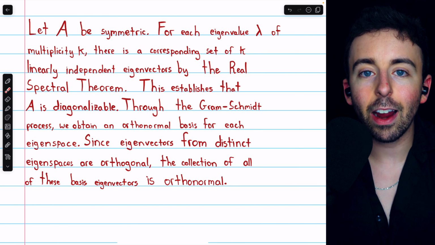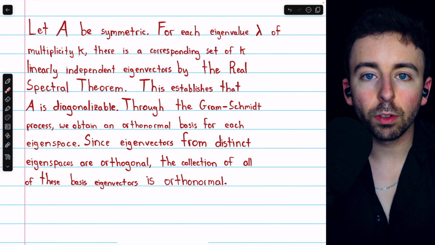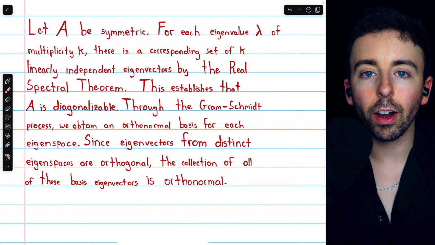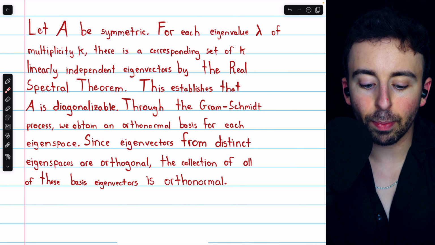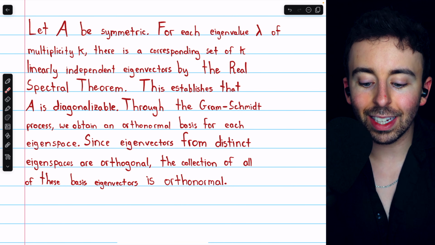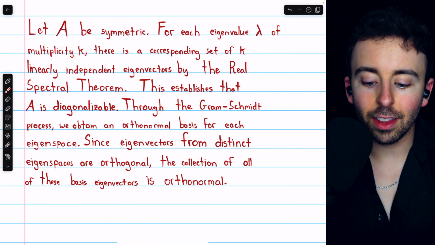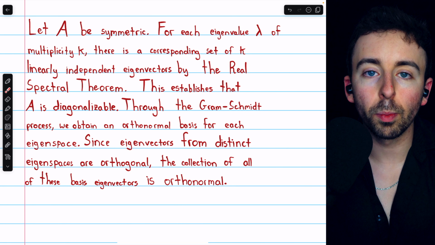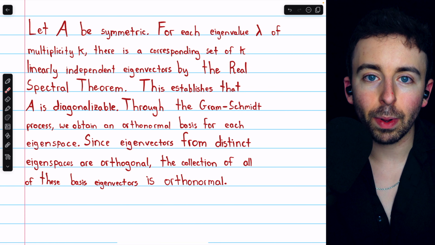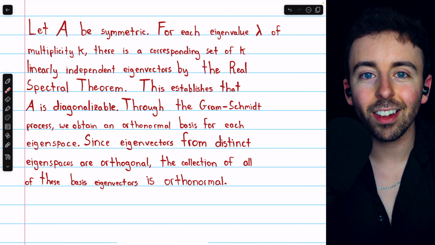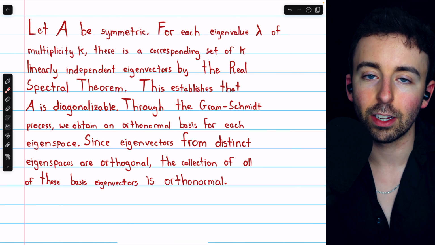Each basis consists entirely of orthogonal vectors with length 1. But also, the basis vectors from different eigenspaces are orthogonal also by our previous theorem. We know that eigenvectors from distinct eigenspaces have to be orthogonal. So the collection of all the basis eigenvectors is an orthonormal set. Again, the Gram-Schmidt process gave us an orthonormal basis for each eigenspace. But then by our previous theorem, we know that all of those basis vectors in total are all orthogonal to each other. And of course, it's an orthonormal set because we already normalized them all during the Gram-Schmidt process.